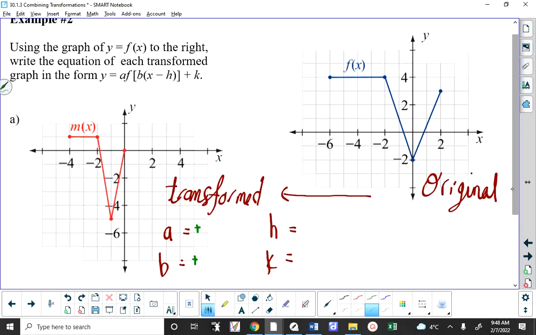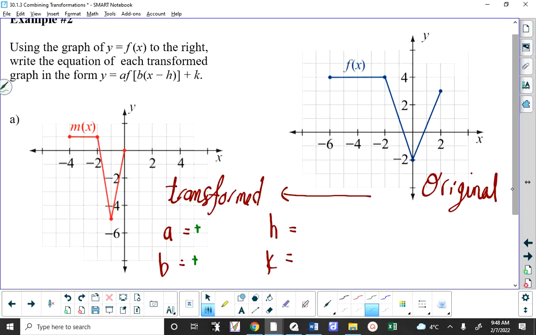Yep. Something else that I just noticed right off the bat. Can you repeat? Can you start again, please? Something else I noticed right off the bat, yep, is with H, you could tell H would be -1 because on the original graph, the 0, -2 point is moved to the left once.